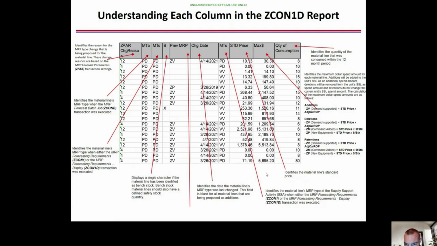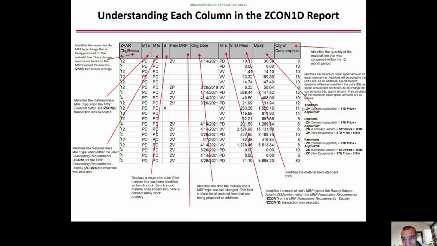MTS identifies the material line's MRP type for SSA, okay? So it's going off of your ZCOM 1 or ZCOM 1 Delta. Your standard price identifies the material's price for one item, okay? So the max dollar identifies the max dollar spent for each material line. Additions will be added to the unit's SSL for an additional amount spent, and deletions will be removed from the unit's SSL.